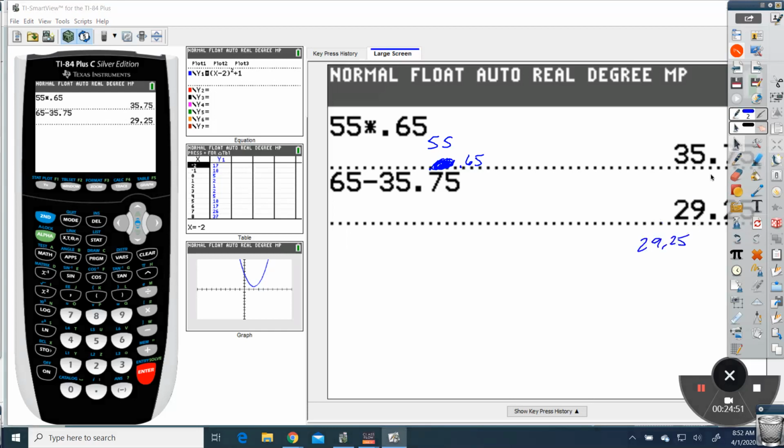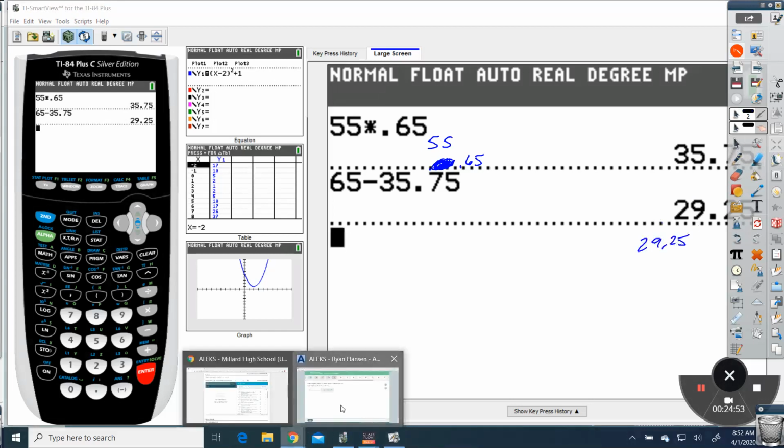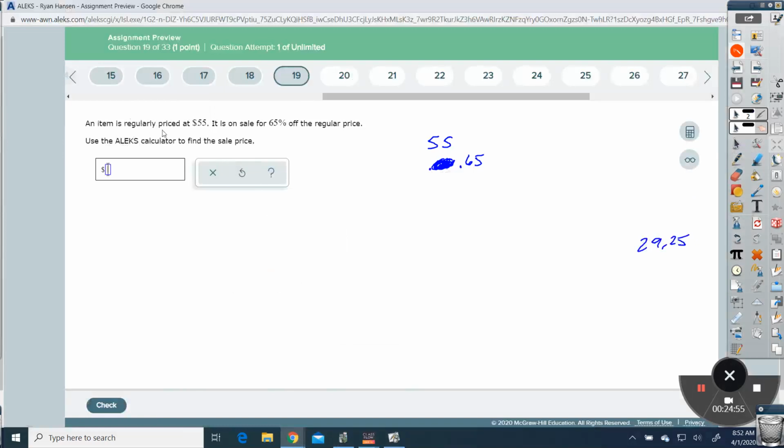Not sure that's what the question is asking, so I've got to go back and find out what the question even says. So it is on sale, use the Aleks calculator to find the sell price. So that is the sell price.